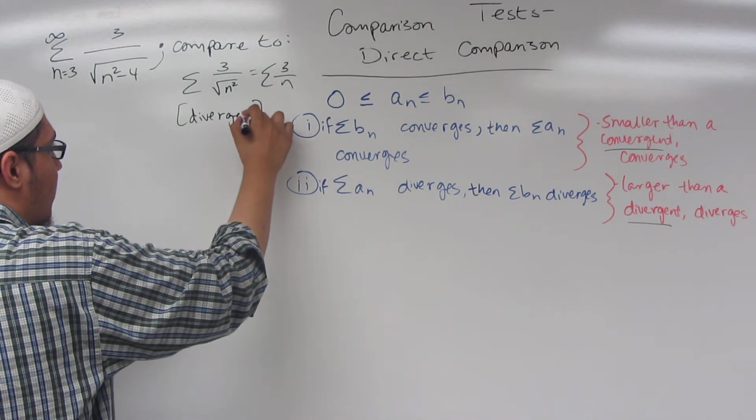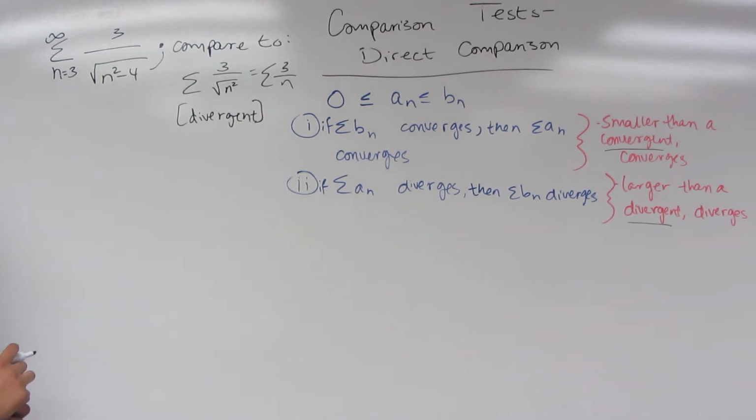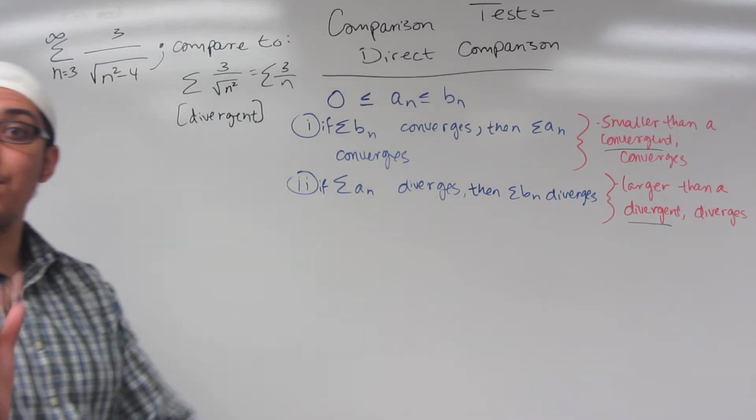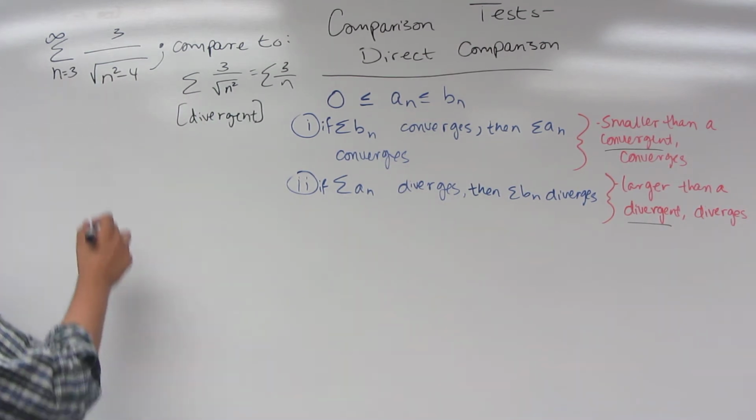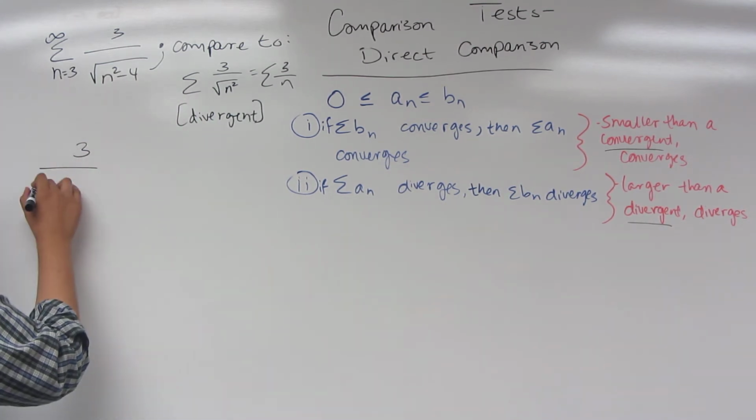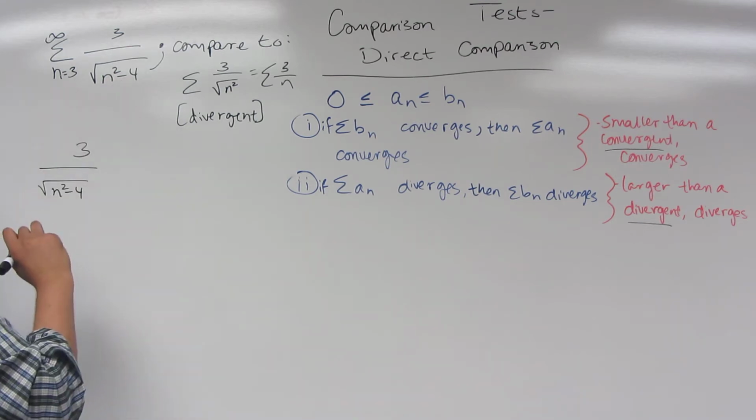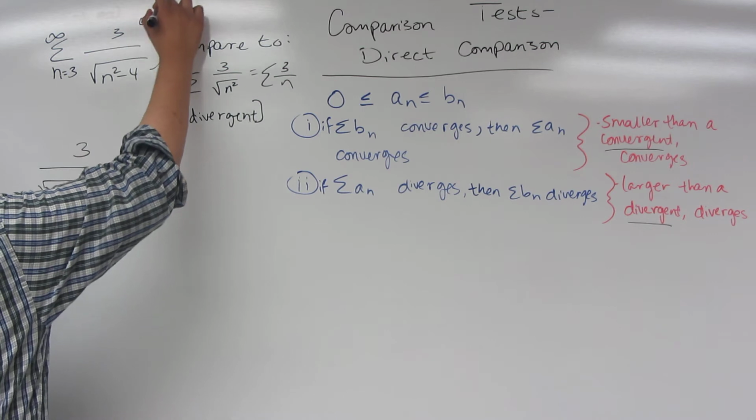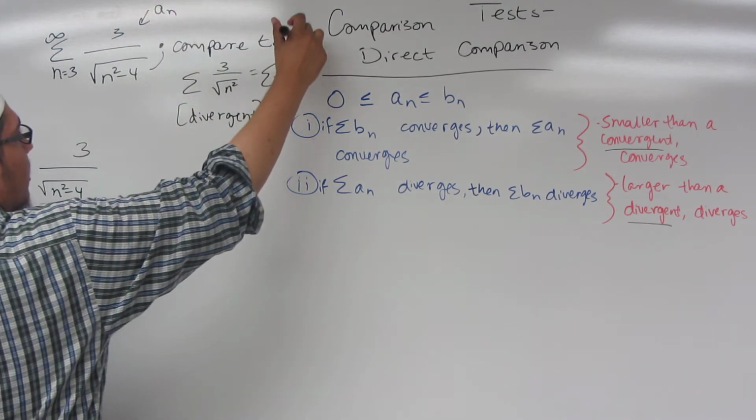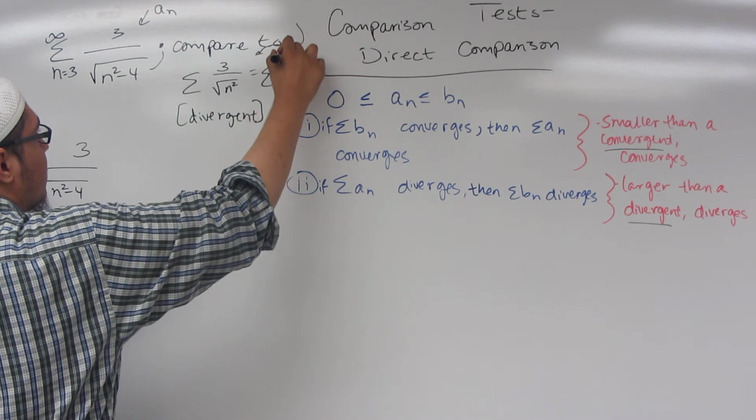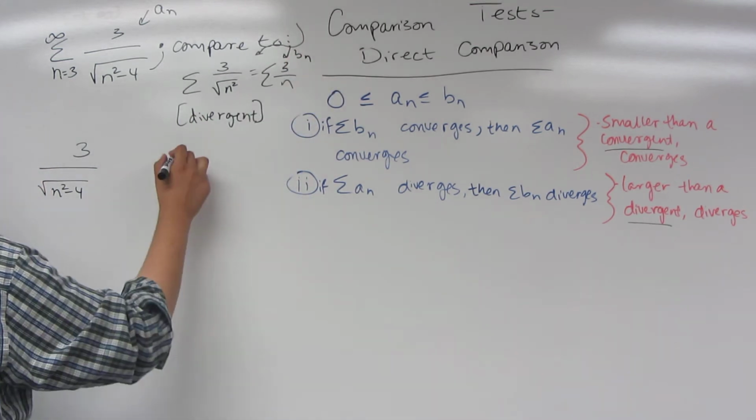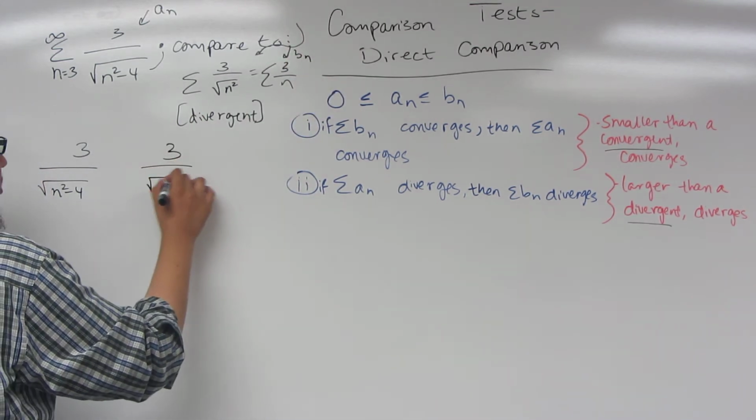Okay, so I'm going to write divergent. Now, how do we know if something is smaller or something is larger? Well, we compare them. Okay, we have 3 over the square root of n squared minus 4, our first one, and I'm just going to draw an arrow. This is our a sub n, and then these two, either one of these is our b sub n. Okay, compare this to 3 over the square root of n squared.